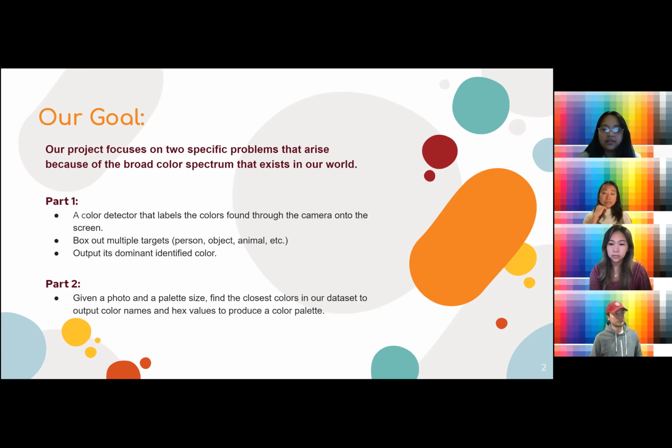For our second part, we're going to input a photo and a palette size, and it'll return the closest colors in our data set to output color names and hex values to produce an aesthetically pleasing color palette.